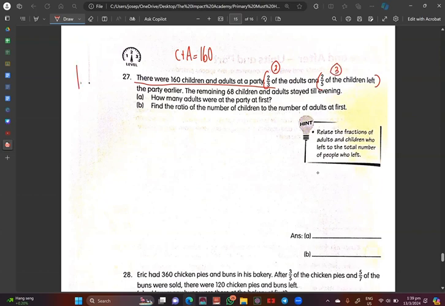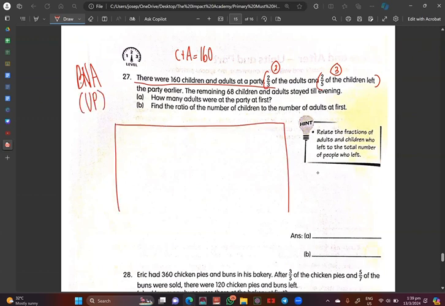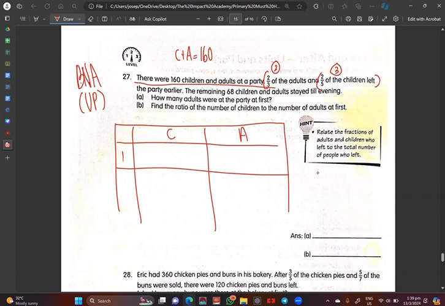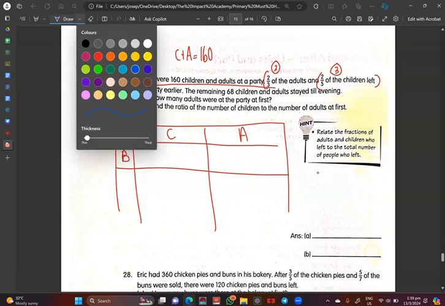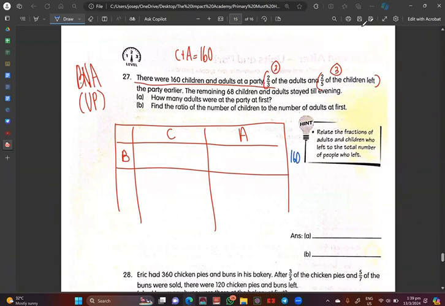So when I see that there are some students leaving, all I want to do is quickly note down, identify this as B and A. I have children over here, I have adults over here. I don't know what my before is, but I know that my total is 160.